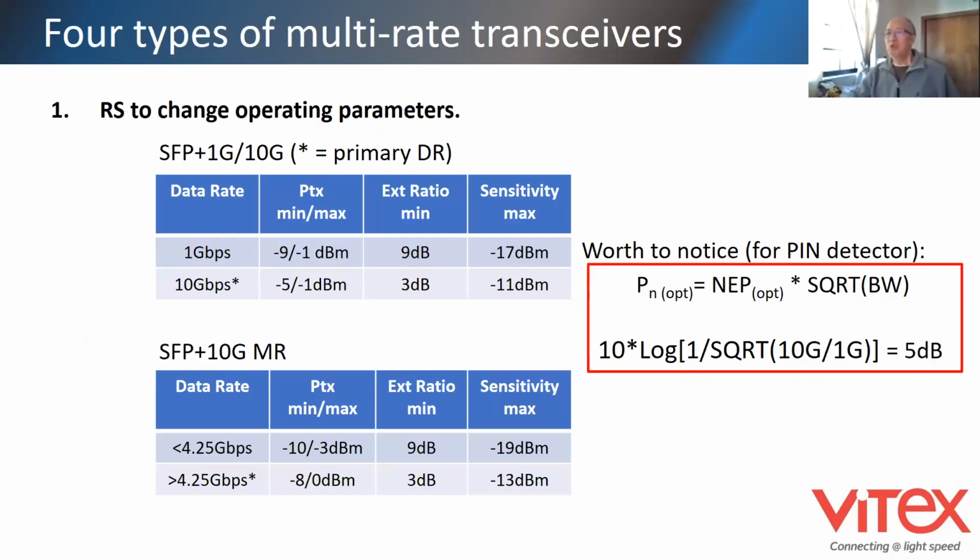So let me go to the other slide, which will explain a little bit better. Rate select changes the operating parameters. For instance, the first group is SFP+ 1G to 10G. 10G is the primary data rate as specified. You can see here, at 1G the transmitter power is -9 to -1, extinction ratio 9 dB, and sensitivity -17 dBm. And yet at the 10G data rate, it is from -5 to -1, extinction ratio is 3 dB now, and sensitivity -11 dBm. So you can see why the parameters had to change in order to meet the standard on both 1G and 10G. Those three areas need to change. Luckily, they are able to do it in the 1G to 10G platform.